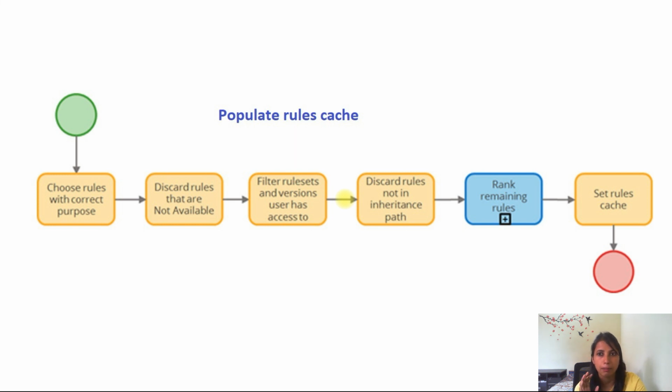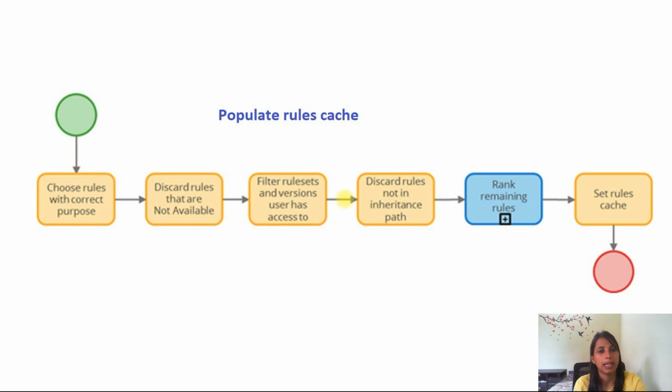So I have to see whether my operator has the rule set version and the rule set access to the rules or not. Okay, so I'll eliminate the ones which I don't have access to. Then I will discard the rules not in the inheritance path, which I have discussed, class inheritance and pattern inheritance, in my previous videos. So basically whichever doesn't come in the class hierarchy or the inheritance path, I would discard those rules because they will never be run.